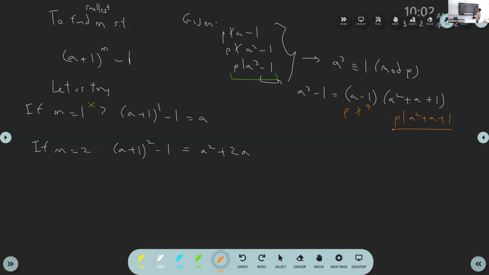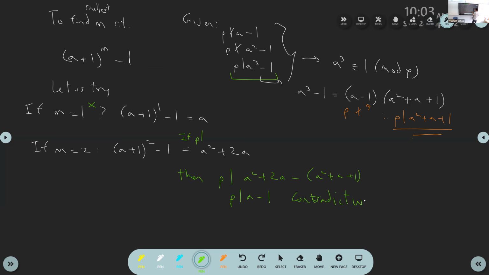So this is a very useful expression, because what we can do, we can always compare this a square plus a plus 1 with whatever we are getting. So like if p divides this and p divides this, then p also has to divide a difference, right? And how much is the difference? The difference is a minus 1, right? Which is a contradiction.